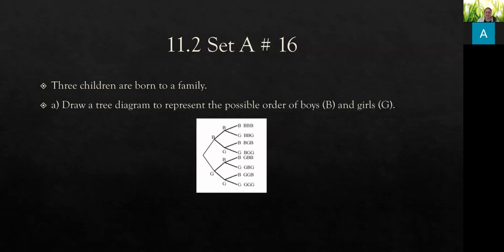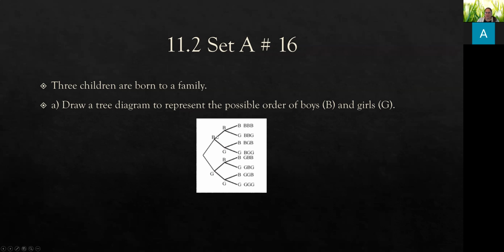So number 16 says 3 children are born to a family. Draw a tree diagram to represent the possible order of boys and girls. So the first branching says the first child's either a boy or a girl. And if the first child's a boy, the second child's either a boy or a girl. And then the third child, again, is either a boy or a girl.